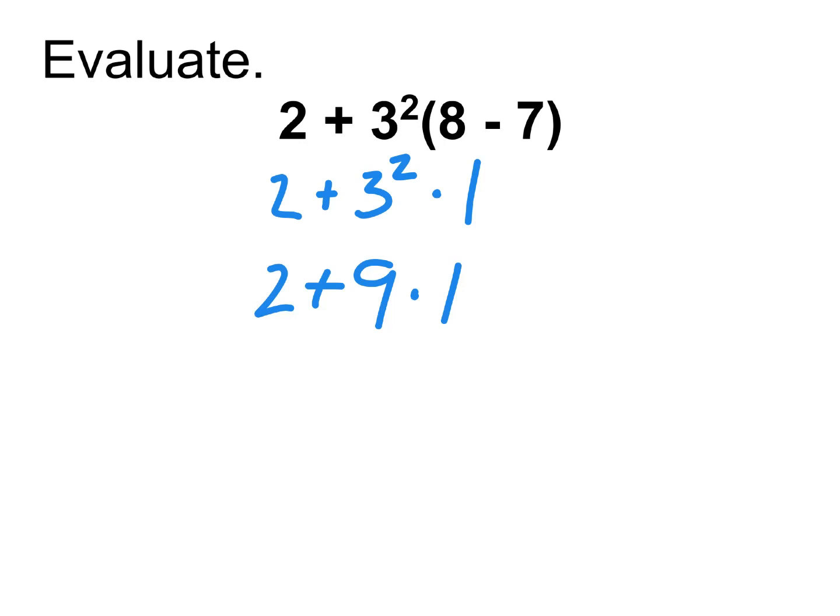Now I have addition and multiplication. The next thing is the multiplication. So it's going to be 2 plus 9. And 2 plus 9 is 11 for our final answer. And this is exactly how your work should be looking.